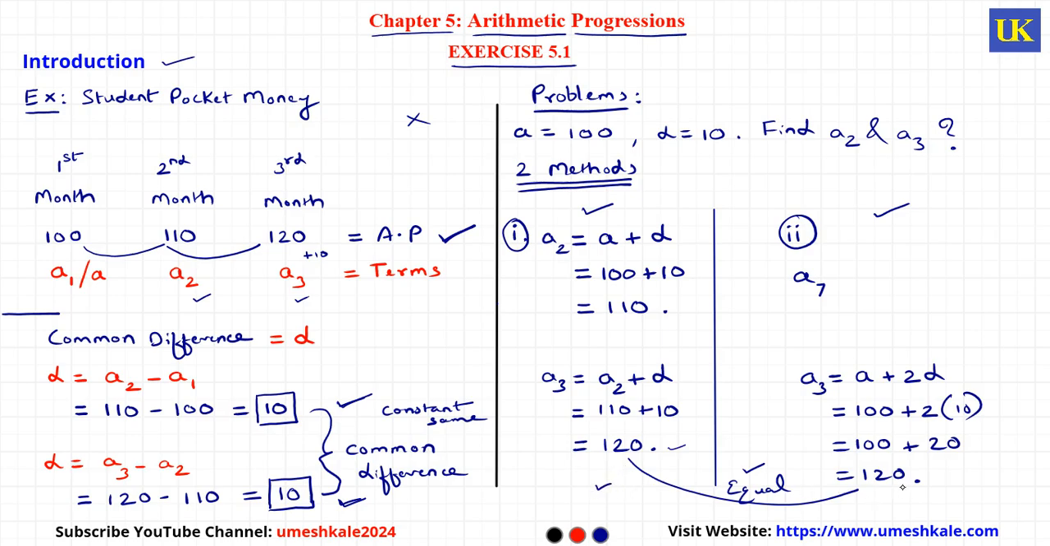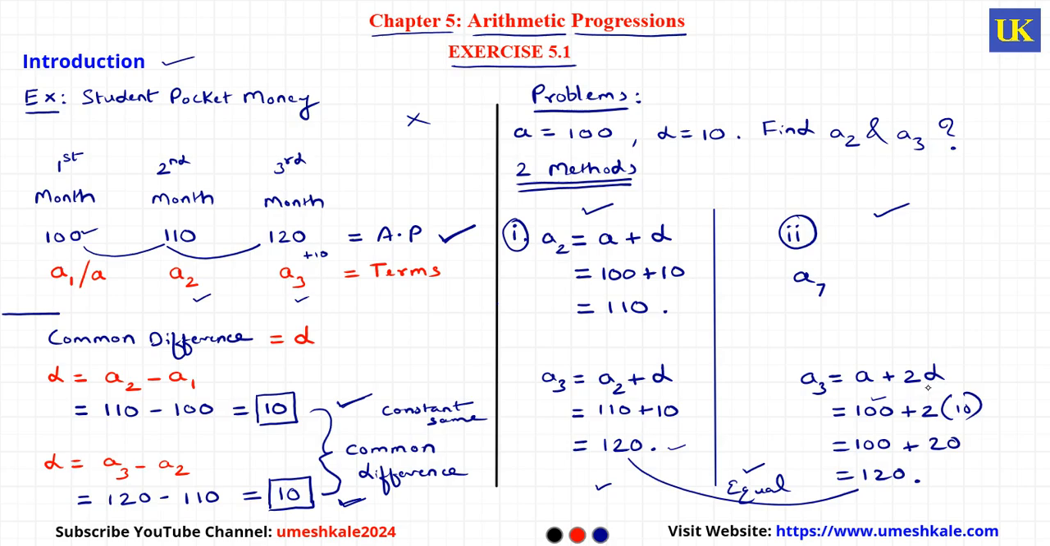But in this second method, we are taking the first month value, which is 100. And now here we have to find a3. So one time a is taken here, so we have to reduce the d by 1. If we want a3, then we need to take 2d here.